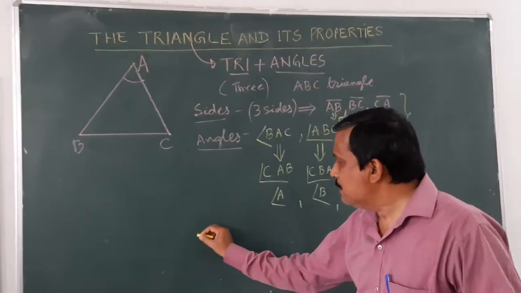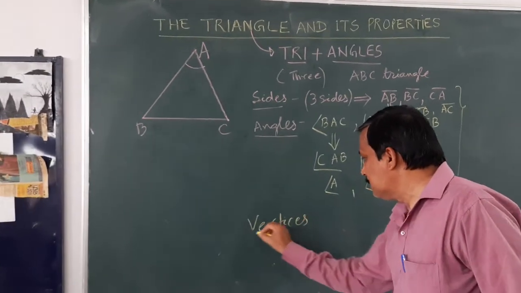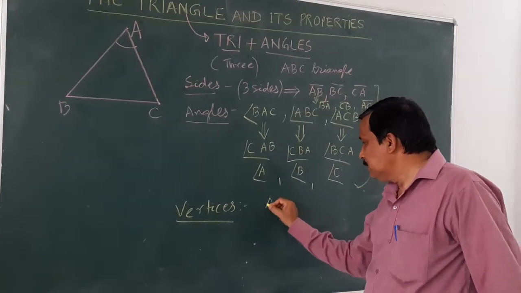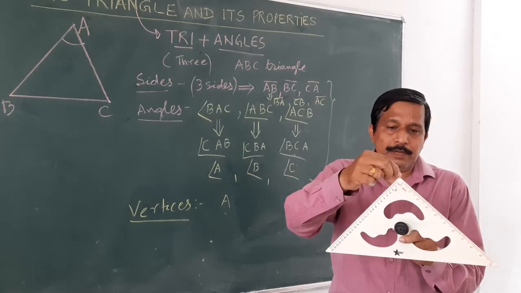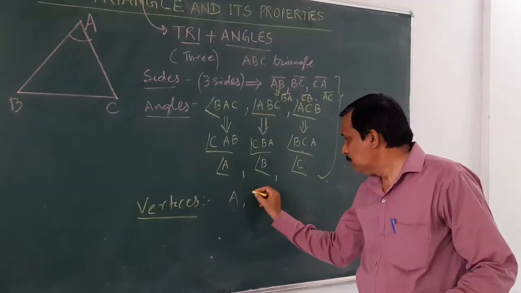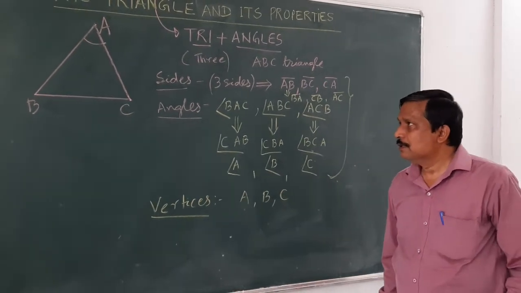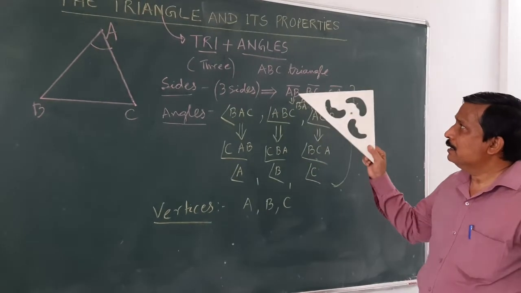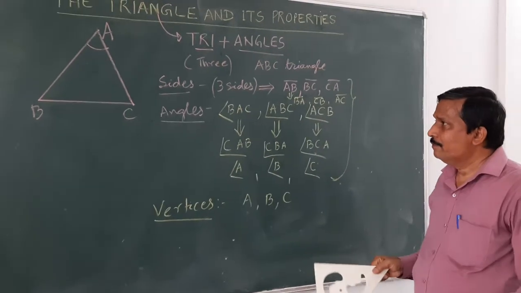Similarly, next are the vertices or vertex. Here, this point is the vertex. Suppose you name them A, B and C. So A, B, C are the vertices of the triangle ABC. So these are the different parts of the triangle.